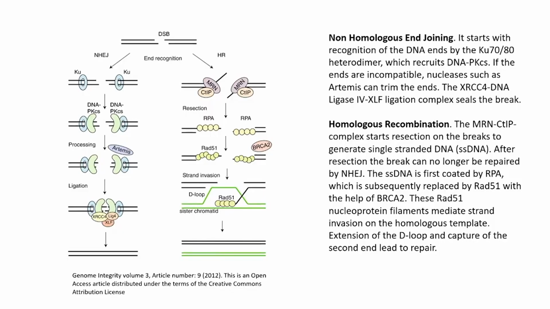In homologous recombination, the MRN-CtIP complex starts resection on the breaks to generate single stranded DNA. After resection of the breaks, it can no longer be repaired by NHEJ, and it has to follow the HR pathway. The ssDNA is first coated by RPA, which is subsequently replaced by RAD51 with the help of BRCA2. These RAD51 nucleoprotein filaments mediate strand invasion on the homologous template. Extension of the D loop and the capture of the second end will lead to repair.